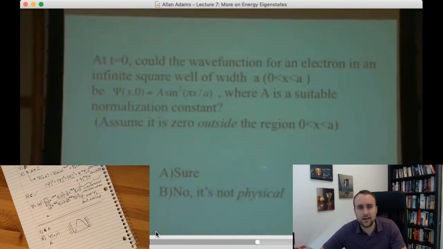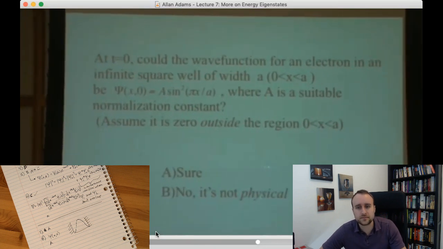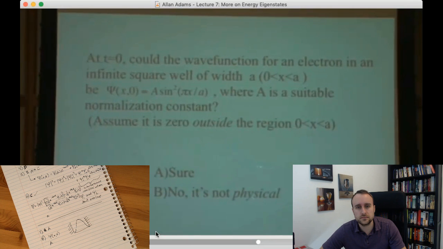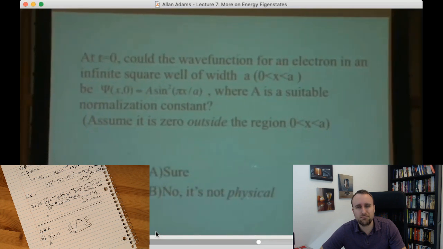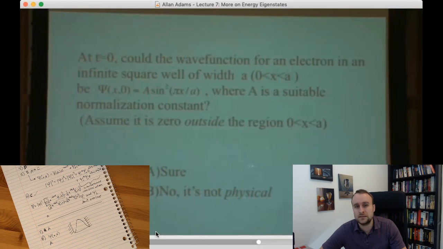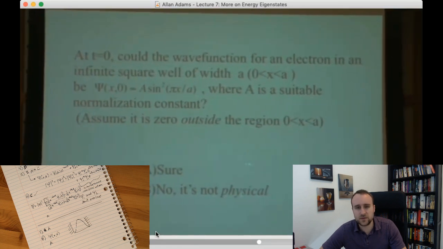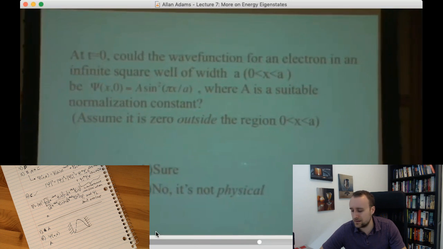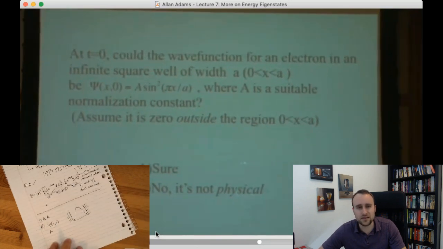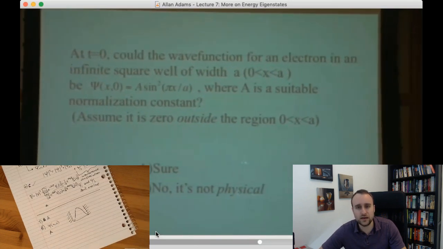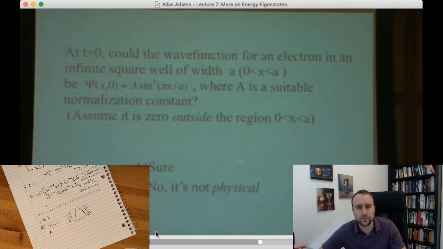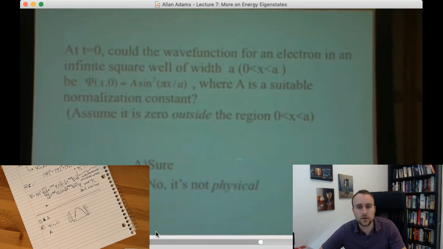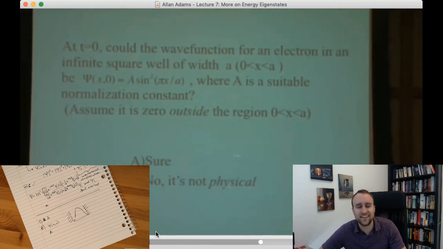The wave function for an electron in an infinite square well of width A is A sine squared of pi x upon A, where A is to be normalized. Bracing myself on this one. I think it's C. I think it's A, because this meets the boundary conditions, no? And you can create it out of energy eigenstates. Okay, we are at chance, and the answer is not a superposition of A and B. So I encourage you to discuss with people.